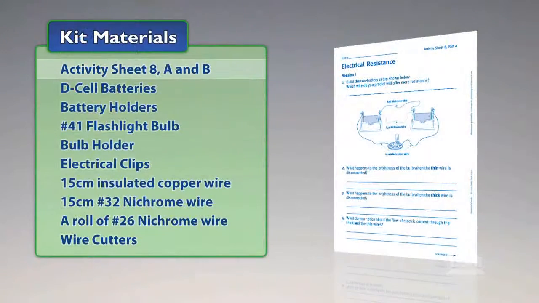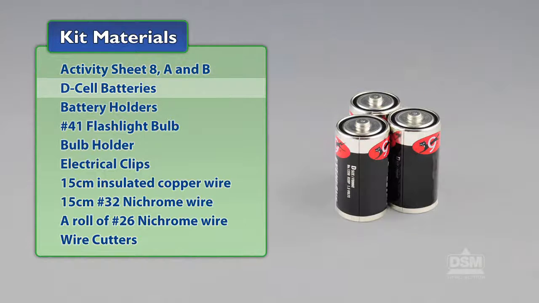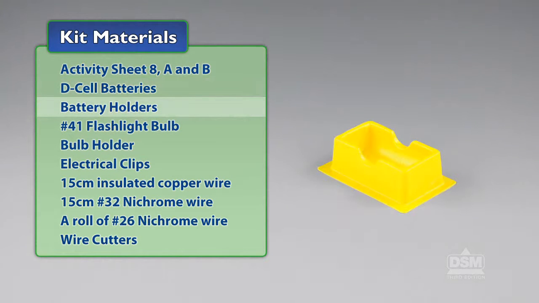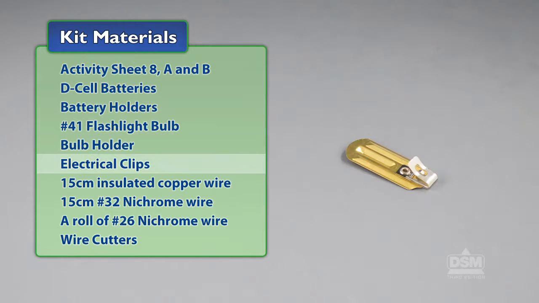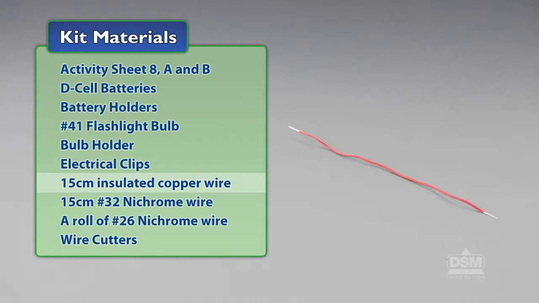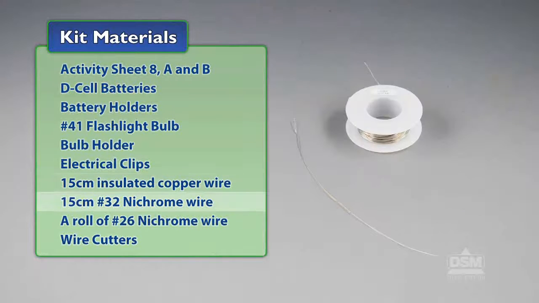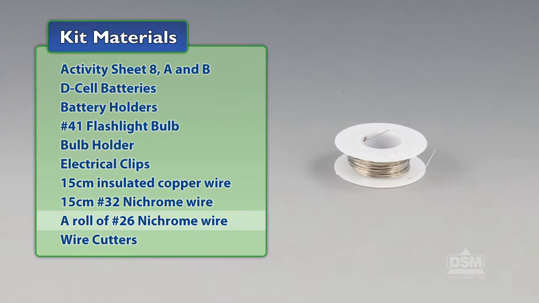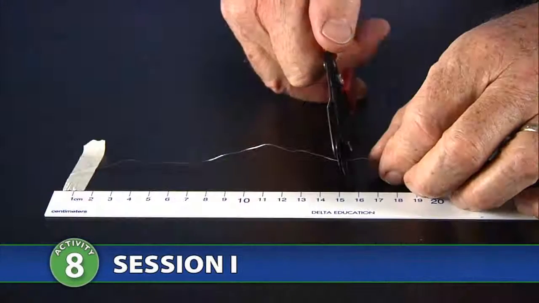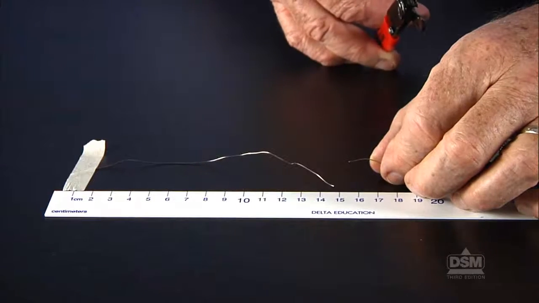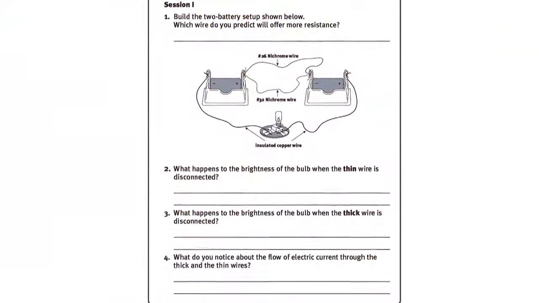You will need the following materials from the kit: Activity Sheet 8, Parts A and B, D-cell batteries, battery holders, number 41 flashlight bulbs, bulb holders, electrical clips, 15 cm insulated copper wire pieces, 15 cm number 32 nichrome wire pieces, a roll of number 26 nichrome wire, and wire cutters. To prepare for Session 1, cut one 15 cm piece of number 26 nichrome wire for each team of 2. Make a copy of Activity Sheet 8, Part A for each student.